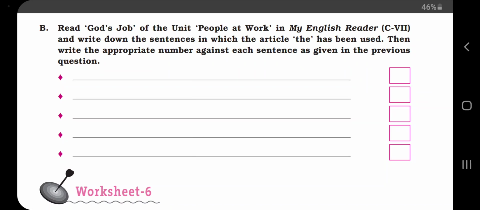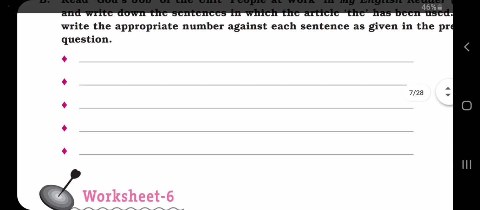Write down the sentences in which article the has been used, then write the appropriate number against each sentence as given. Now you have to take the help of worksheet 5 A part, that which particular thing has to be written here, like 1 when a person or thing is particularized, 2 when we have talked about a person or thing before, like that. See worksheet 5 A part, you will get the idea. Okay, so let's see what we have to do here.